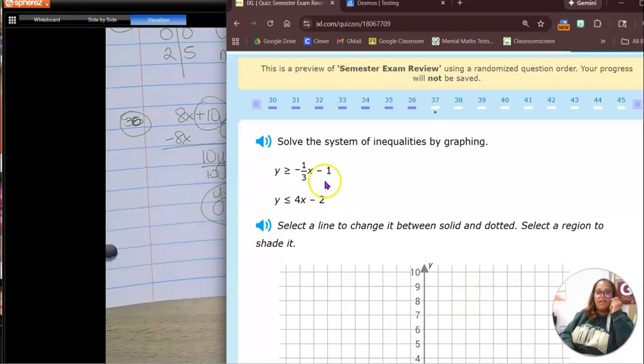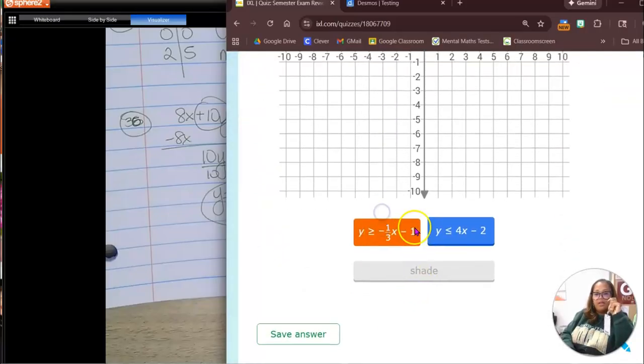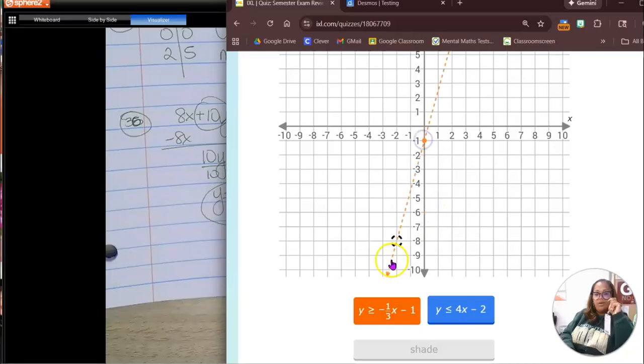Question 37. Solve the system by graphing. Oh, yay, my favorite thing. So let's start with the y-intercept here. This is 0, negative 1. Let's grab the color. 0, negative 1. My slope tells me to go down 1 and over 3. Down 1 over 3. Oops, I didn't go down 1. There we go. It should be diagonal.